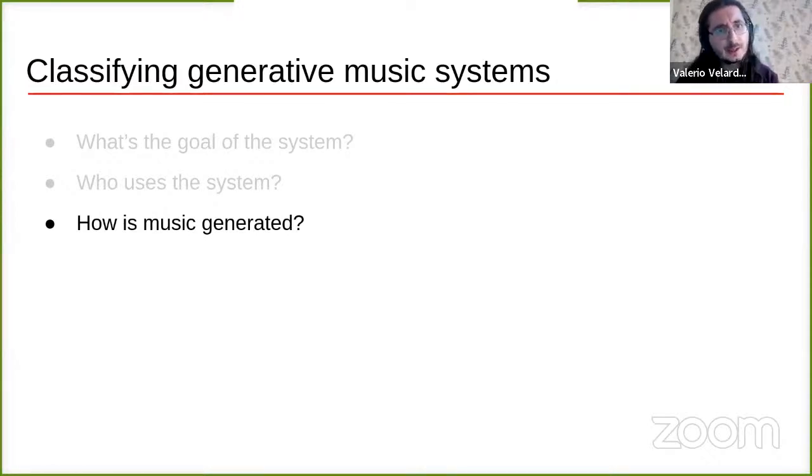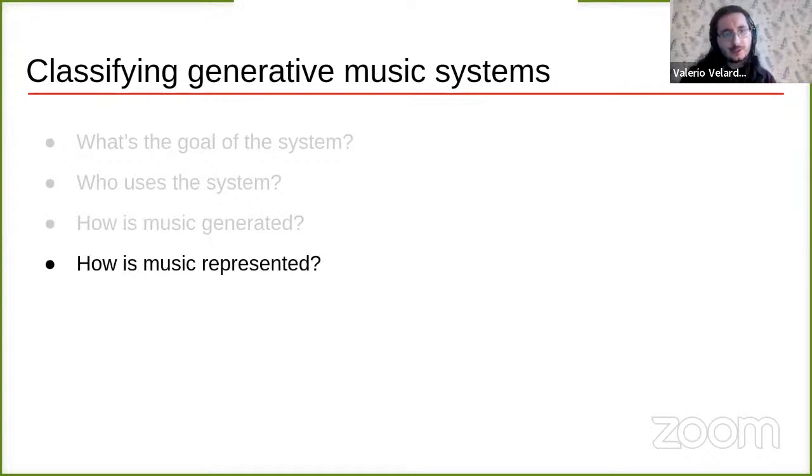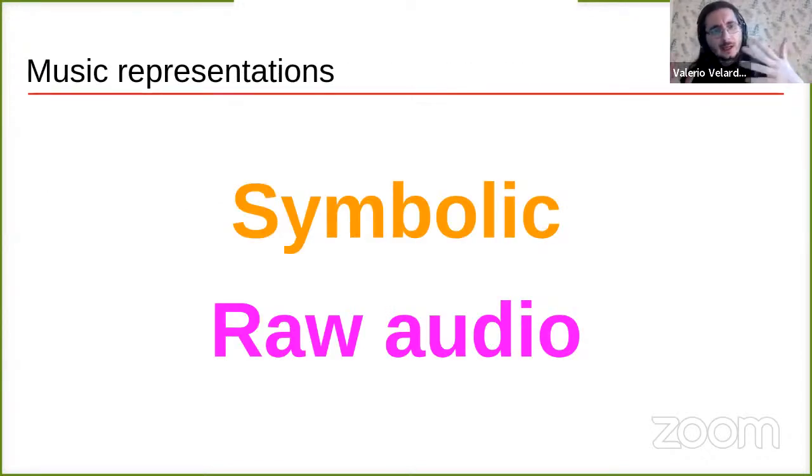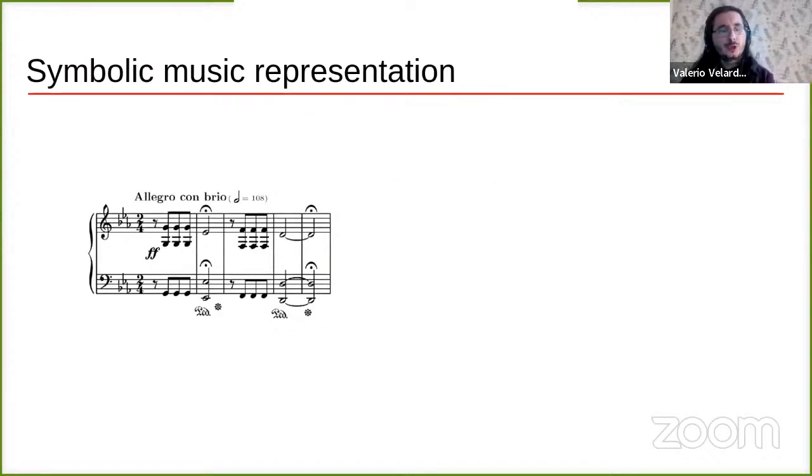Another way of classifying these systems is to ask ourselves, how's the music generated? So what are the techniques that we can use to generate that music? Again, another way of classifying this system is to ask, how is music represented? And regarding music representations, there are two major ways of working with generative music. One is the so-called symbolic approach. The other one is the raw audio approach.